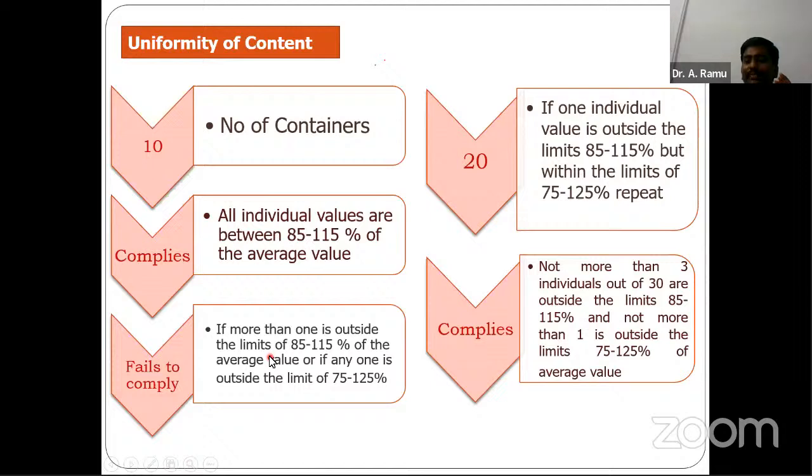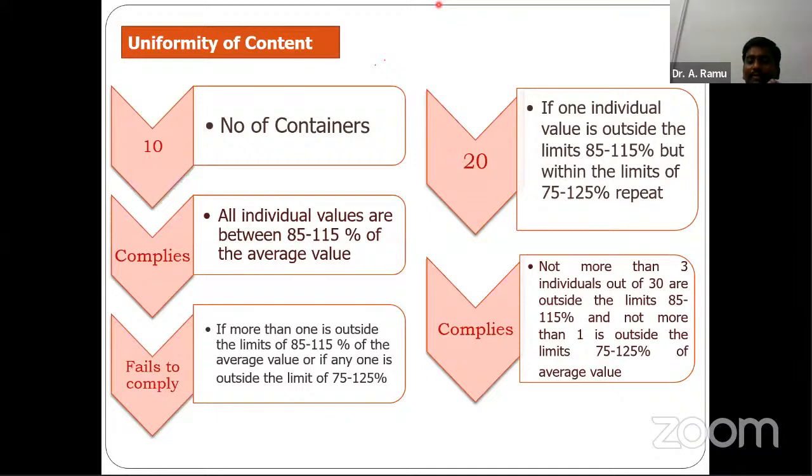If one value is less than 85% or greater than 115%, but it is within the limits of 75 to 125%, you have to repeat the test. That is, you have to repeat with another 20 containers. So totally, with the repetition and the first test, there will be 30 containers. Out of 30, if 27 are within the limits, it passes the test. If more than 3 are deviating, that is 4 are deviating, or if any are outside 75 to 125%, it fails to comply with the uniformity of content test.